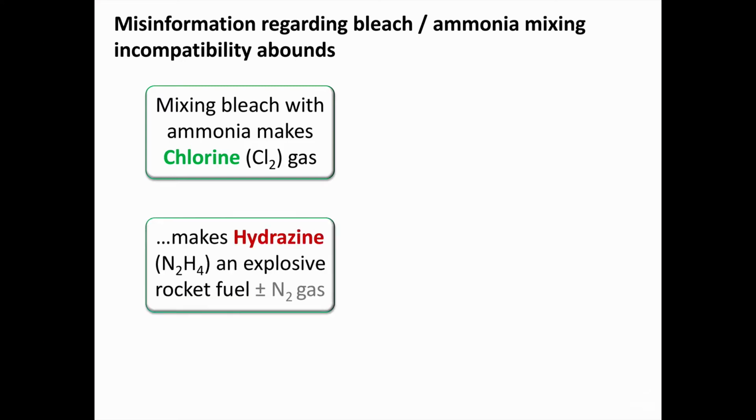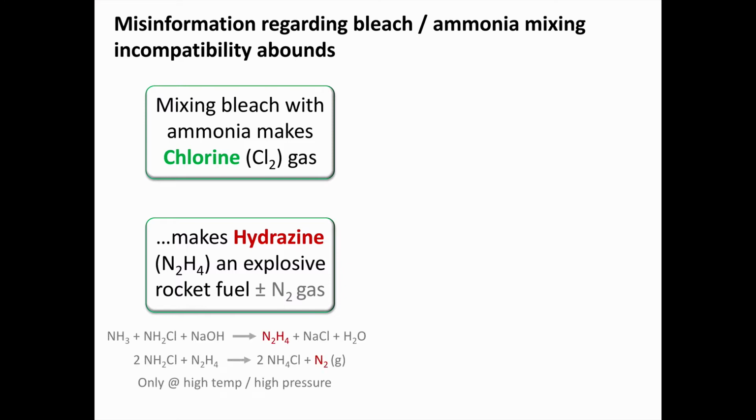Some more chemically literate people say that mixing bleach with ammonia, in addition to producing chloramine, also produces hydrazine, N2H4, a rocket fuel, and nitrogen gas, and therefore mixing bleach and ammonia can cause an explosion in addition to the chemical risks. It is true that ammonia plus chloramine can produce hydrazine, and that chloramine plus hydrazine can produce ammonium chloride and nitrogen, but this only occurs at high temperatures and pressures achieved in the lab or in industrial settings. Just because a chemical reaction can occur does not mean that it does occur.